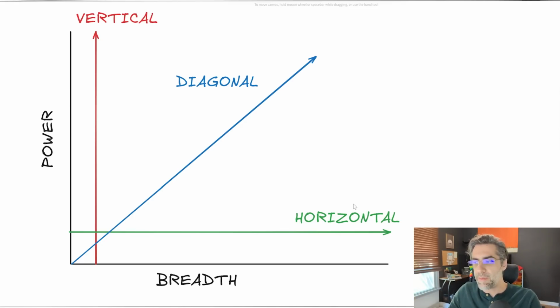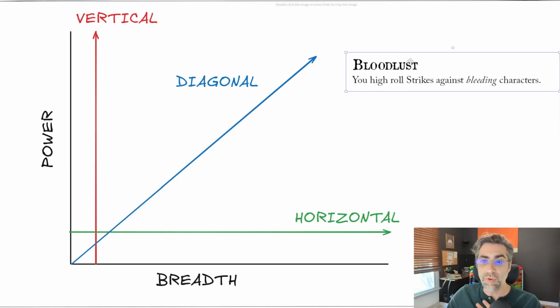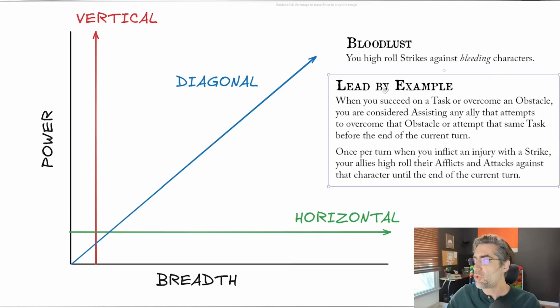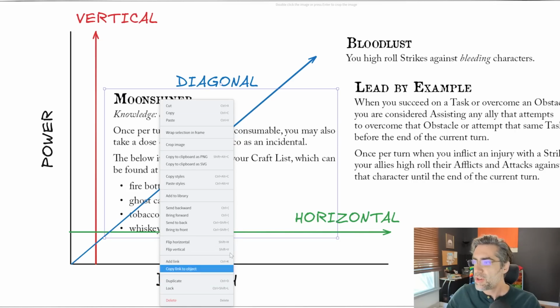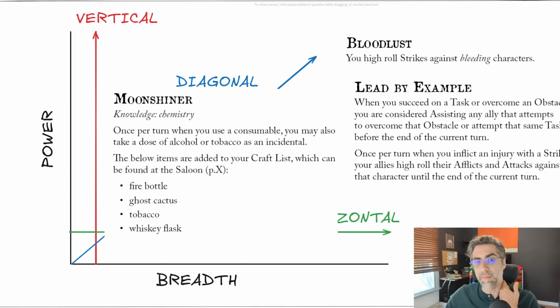So over time, the characters get to pick new edges as they advance, but their skill bonuses and the number of injuries they can take don't actually increase over time. Instead, they just start picking new options like Bloodlust or Lead by Example or the Moonshiner Crafting Edge. Just all sorts of options that are available to them that they can start branching out into new features.